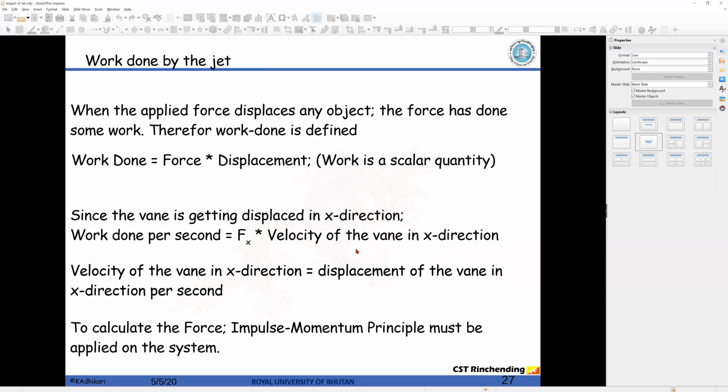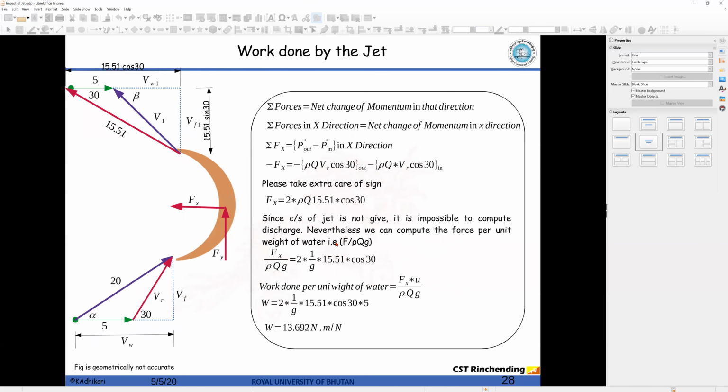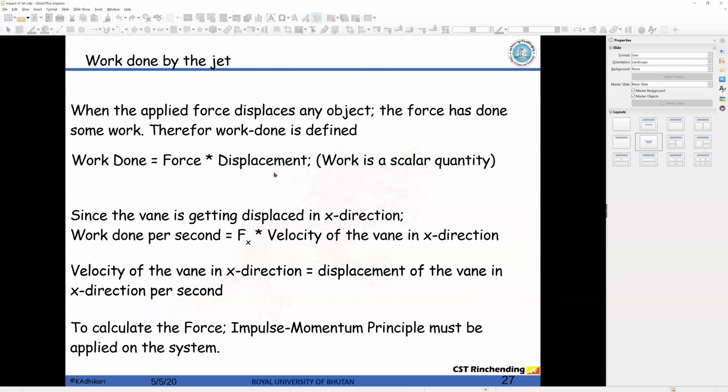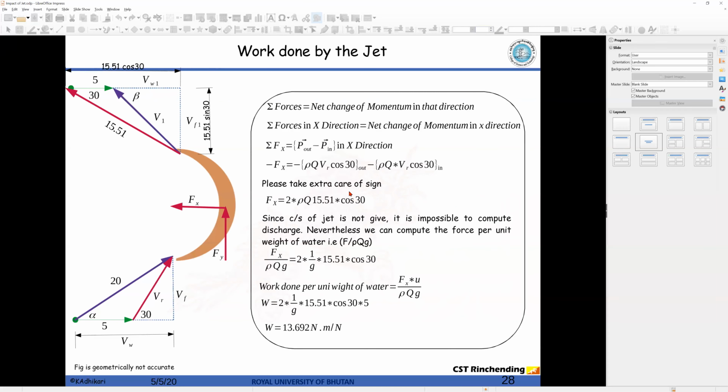So that is important here, in unit time. You are actually multiplying force with displacement per unit time. That's why for work done per second you multiply force times velocity. To calculate work done, you need force and you need velocity. The velocity of the vane is known, so let's calculate the force.